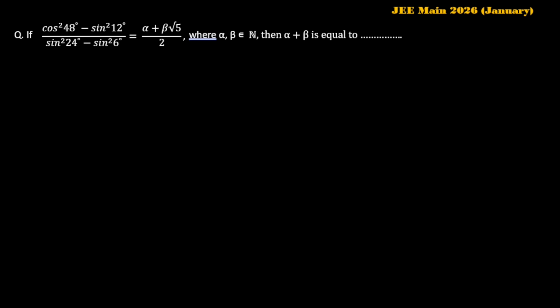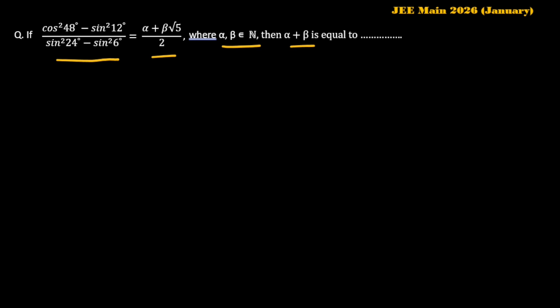Let us first carefully observe the problem. In the problem, it is given that some trigonometric function is equal to alpha plus beta root under 5 over 2, and alpha and beta belong to natural numbers. Then it asks to find the value of alpha plus beta.